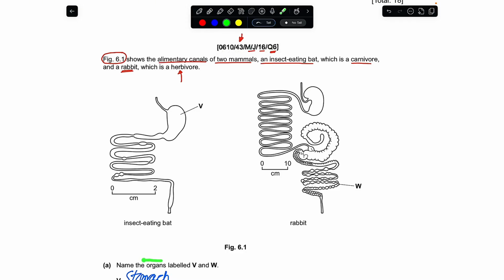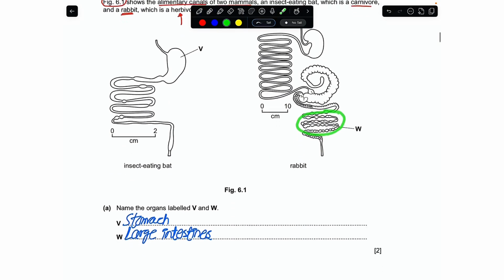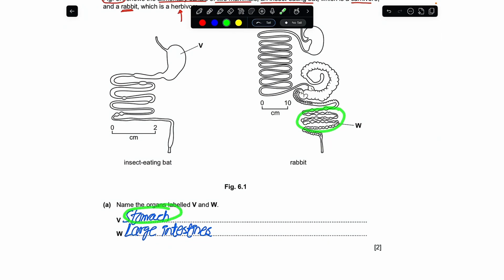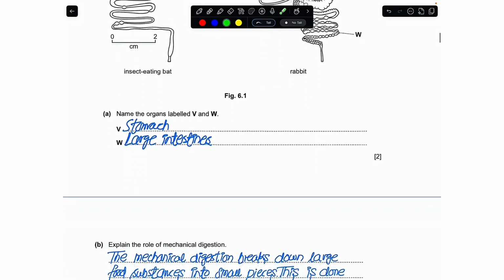They ask you to name the organs labeled V and W, okay? So V that we have here is the stomach, and W that we have got here would be the large intestines. So for 2 marks, V is the stomach and W is the large intestines.